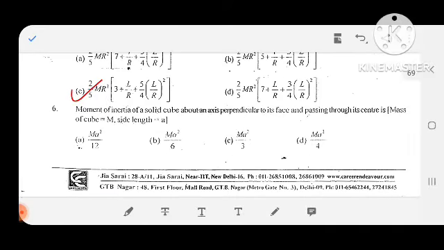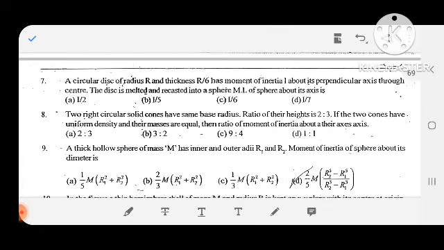6 है: moment of the inertia of the solid cube about an axis perpendicular to its face and passing through its center. Mass of the cube m, side length is equal to a, होगा ma²/6. A cylinder of the disc R and thickness R/6 has moment of the inertia I about its perpendicular axis through the center. The disc is melted and recast into a sphere. MI of the sphere about its axis is 1/5.